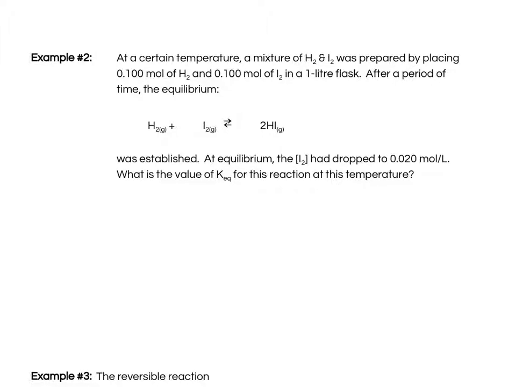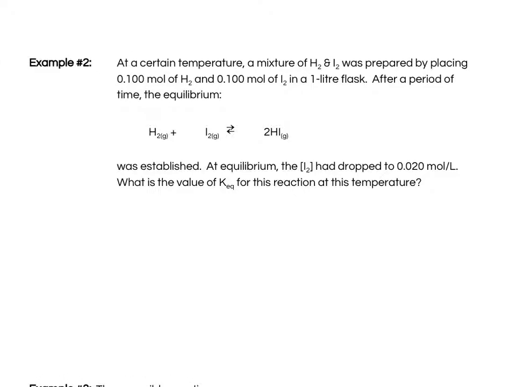Here we go. So in this question, they're saying at a certain temperature, and you'll remember that our KEQ value is only valid at a specific temperature. And then if we change the temperature, we alter the value of our equilibrium constant, so keep that in mind. So in this case, I have a mixture of hydrogen and iodine, and I've prepared that by adding a certain number of moles of each of those substances into a 1 liter flask.